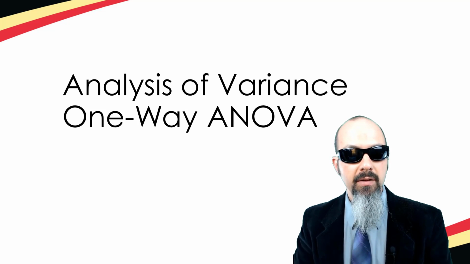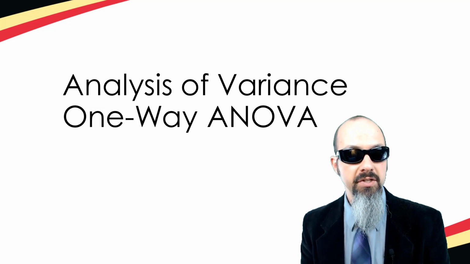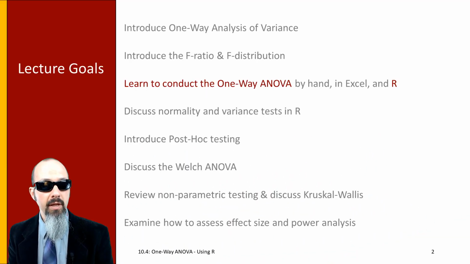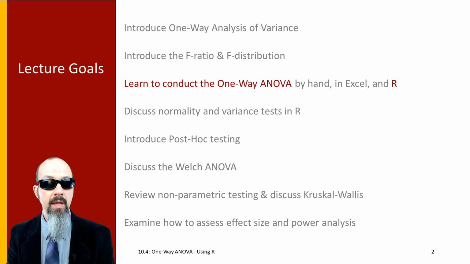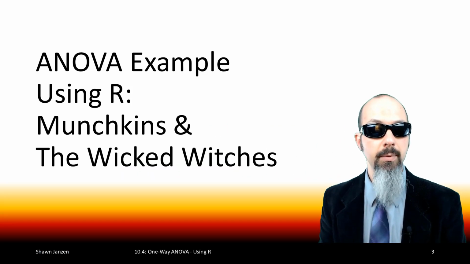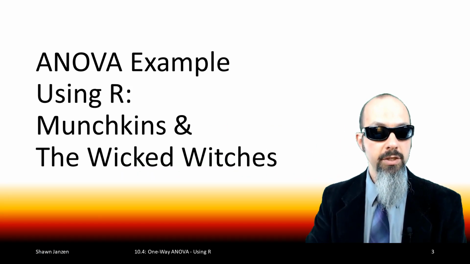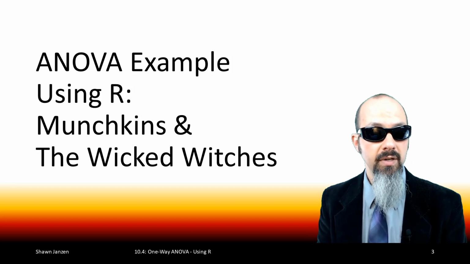Now, we've already had 3 videos that came before with the foundations in mathematics, solving a one-way ANOVA by hand, and just recently we started talking about the different assumptions you need to know about doing a one-way ANOVA. In this particular video, we're going to go back to where we did the version by hand. We're going to revisit the Munchkin and the Wicked Witches example, and we're going to recreate it in R and show you how this works. So let's go ahead and get started.